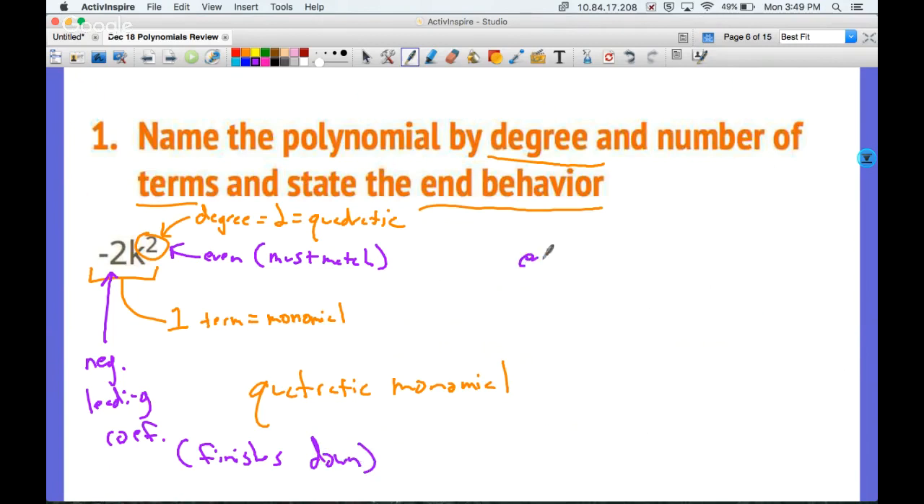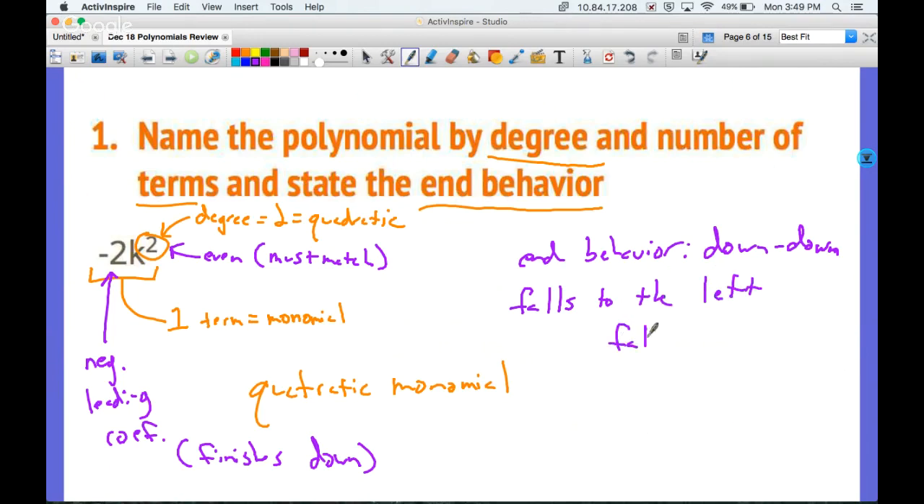So the end behavior is down, down. They have to match, and it finishes down. The only way to make that work is to make it down, down. Or we could say it falls to the left, and it falls to the right.